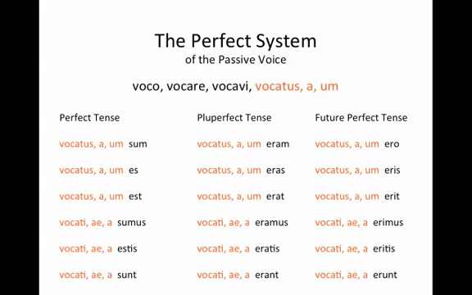And here's the chart of the perfect system in its entirety, so you can get a sense of what it looks like all together. We've got on the left the perfect tense, in the center the pluperfect, and on the right the future perfect tense. Now remember, when you use the perfect system of the passive voice, or for that matter any passive verb, the subject is having the action of the verb done to it. It is not doing the action.